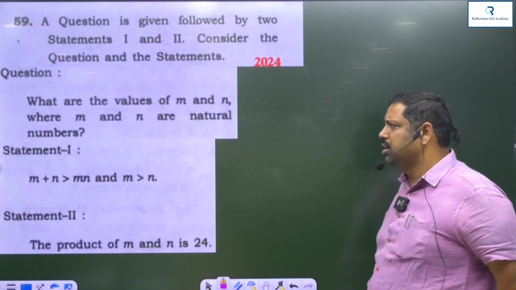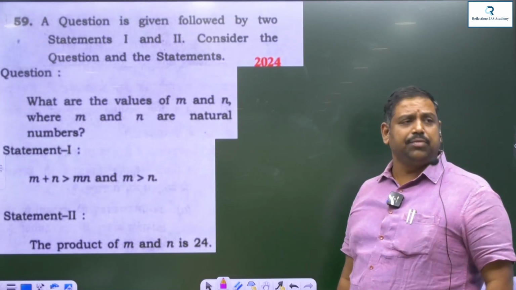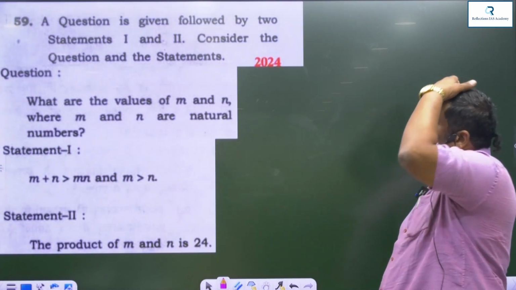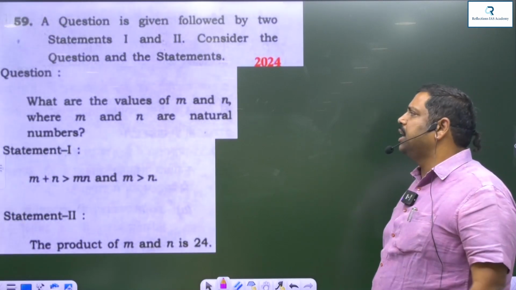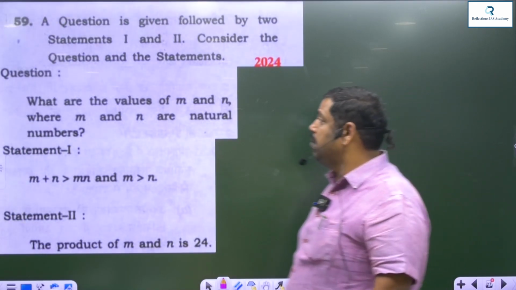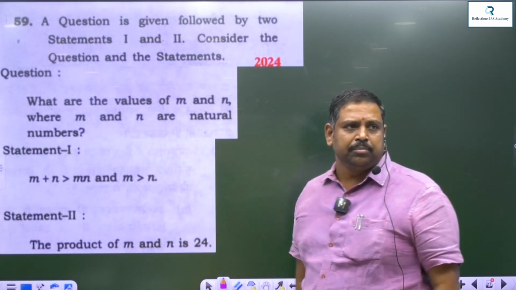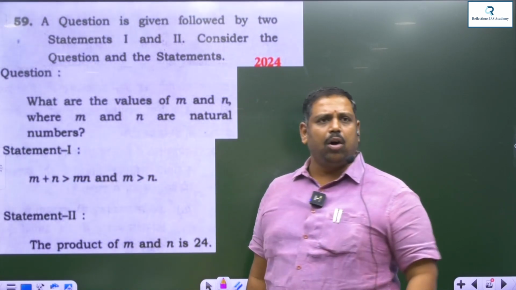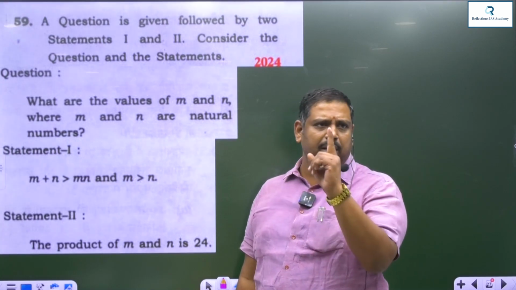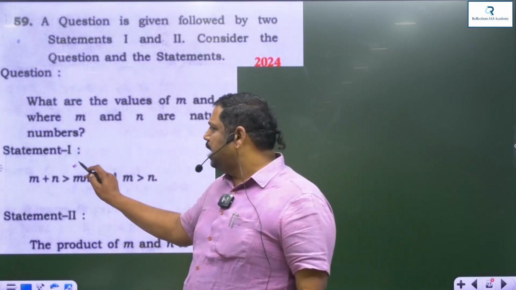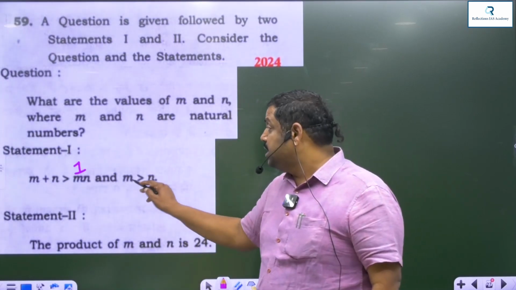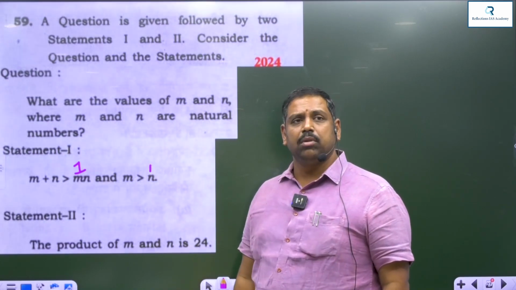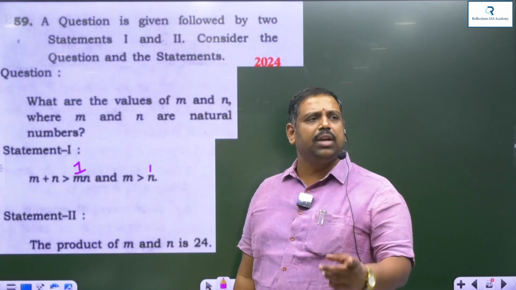These are nothing but data sufficiency questions. A question is given followed by 2 statements, 1 and 2. Consider the question and the statements. What are the values of M and N, where M and N are natural numbers? Observe that M and N are natural numbers. First one says that M plus N is greater than M into N. Already I said, if the sum is greater than the product, definitely one number should be 1. One number is 1, I don't know which is 1 actually. And next one he said that M is greater than N. That means N should be 1. But you can't say the M value, right or wrong?